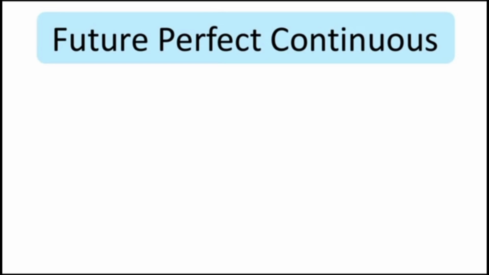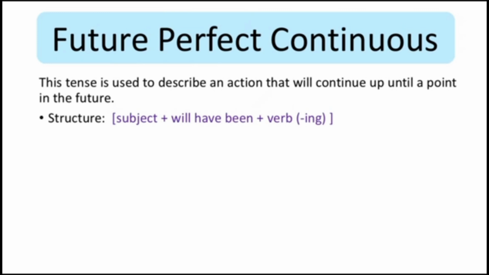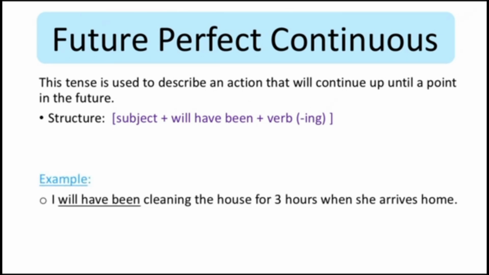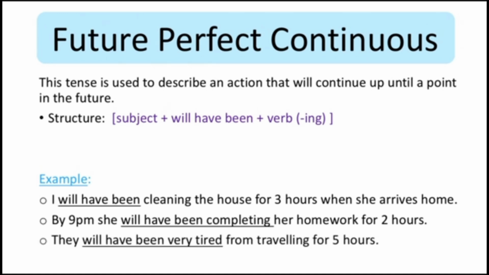Future perfect continuous. This tense is used to describe an action that will continue until a point in the future. The structure is the subject plus will have been plus verb ending in ing. For example, I will have been cleaning the house for 3 hours when she arrives home. By 9 p.m., she will have been completing her homework for 2 hours. They will have been very tired from traveling for 5 hours.